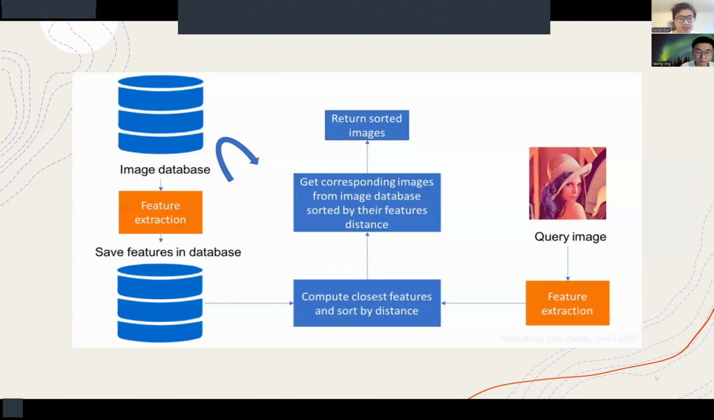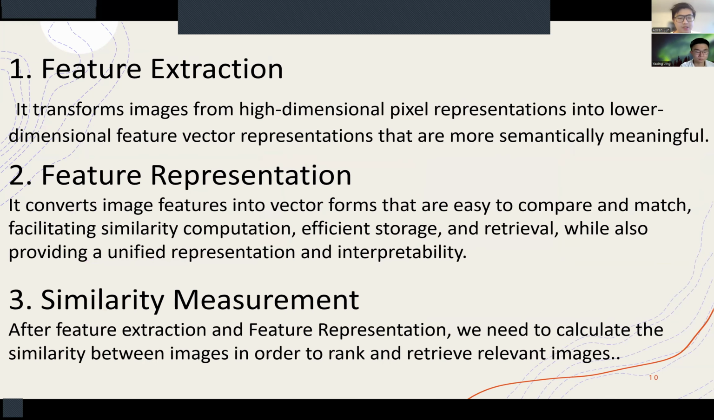Next, I'm going to talk about a fundamental question. The framework of CBIR is like this. It includes feature extraction from the database and the query image, finding the similarities between the features, and returning the sorted images. So three of the most key parts of this framework are feature extraction, feature representation, and similarity measurement.